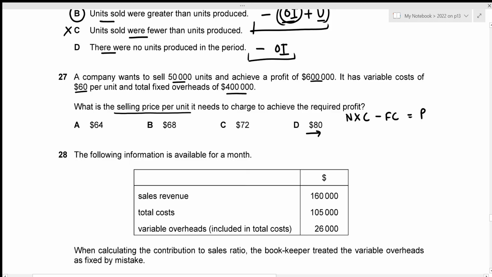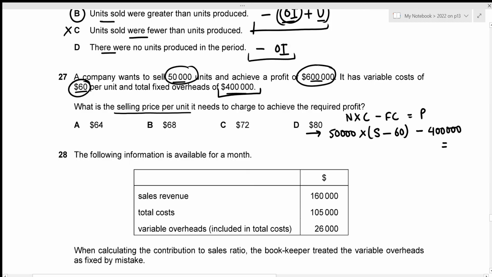And we are given the number of units to be 50,000. Contribution is just the difference between selling price and variable cost, and selling price is what we're trying to figure out. Minus the variable cost per unit, which is 60. And we're given the fixed overheads to be 400,000. And this equals the profit of 600,000.